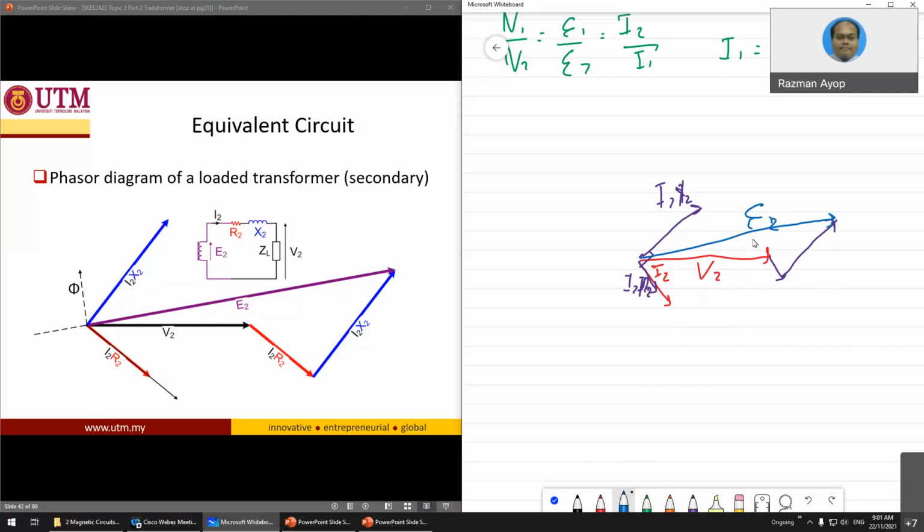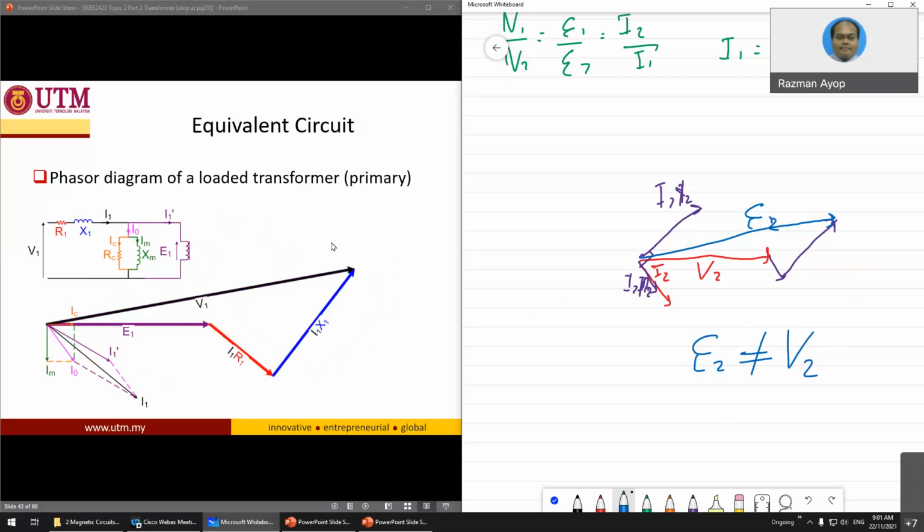So basically E2 will change. If you make V2 as a reference, E2 will not be 0. The angle is not 0 and the voltage is also not the same as V2. So E2 is not equal to V2. Make sure you know the relationship for the practical transformer.